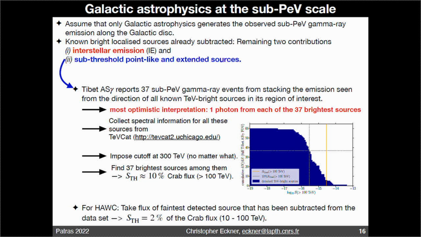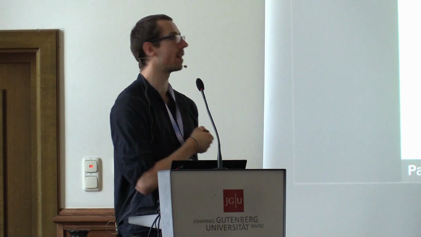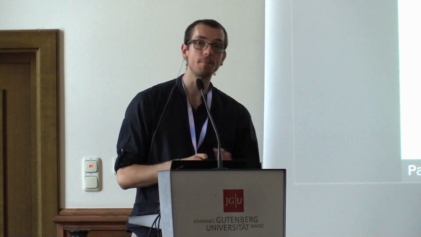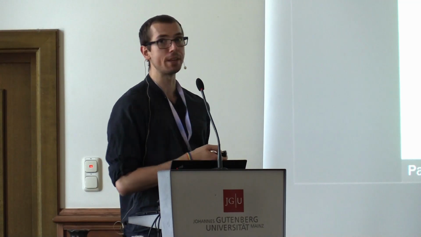For HAWC, this is easier, since they report the sources that they used to derive the measurement in the end. So you simply take the source with the lowest flux, and that is approximately the detection threshold. And in this case, this is 2% of the Crab flux in the relevant energy range. Okay, then you have collected all of that, and that's your model that hopefully fits the data.